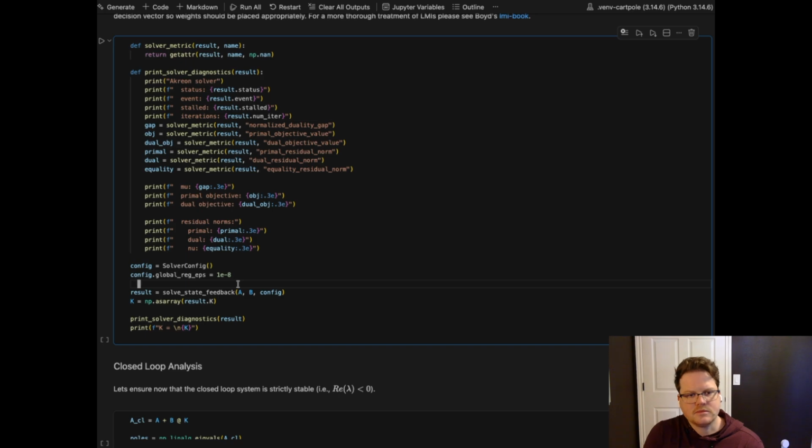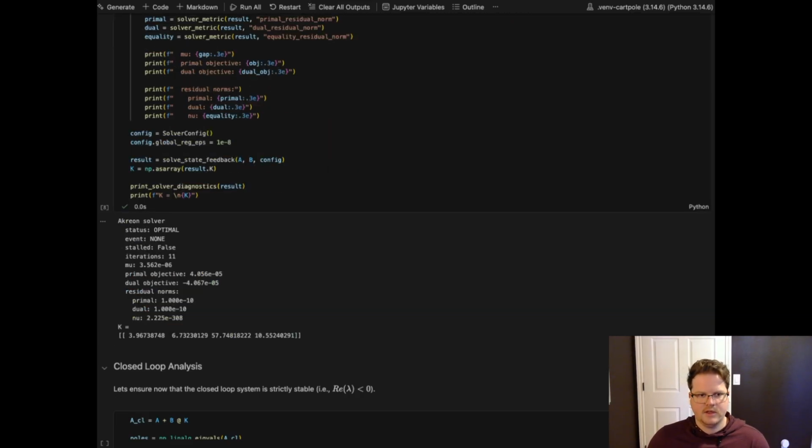So then I pass in this config, the solve state feedback. We use A and B. We don't care about the C at the moment. And then I'm going to print off the controller gain K here. So wicked fast, 11 steps, optimal, no events indicating anything precision related or any warnings from the solver.